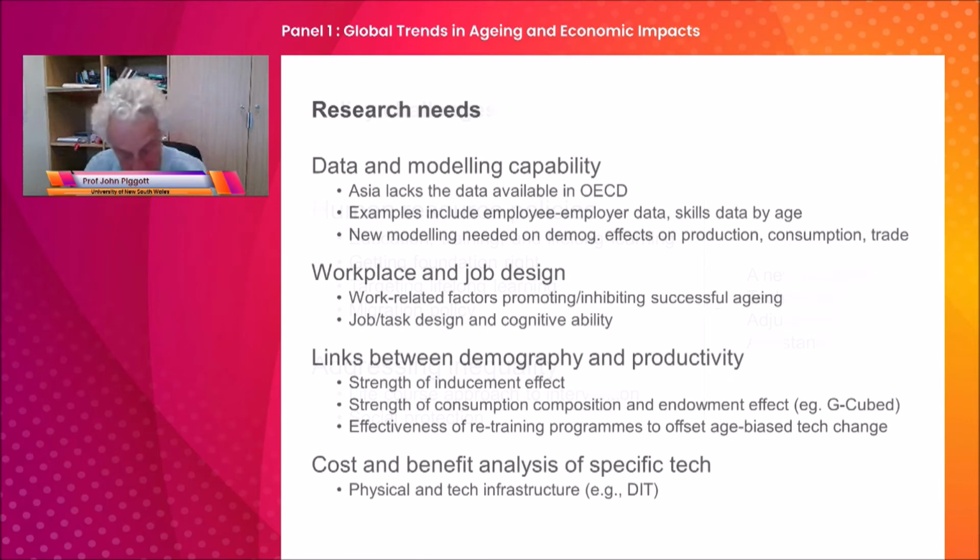So in terms of knowledge gaps, I think Asia lacks the data available in the OECD. We could use a lot more data. Employee-employer linked data, for example, skills data by age. And I think it would be very useful to have more comprehensive modeling on how demographic change impacted on production and consumption and trade. So some of that work is being done in CPAR, the center that I direct, but there's much that needs to be done.